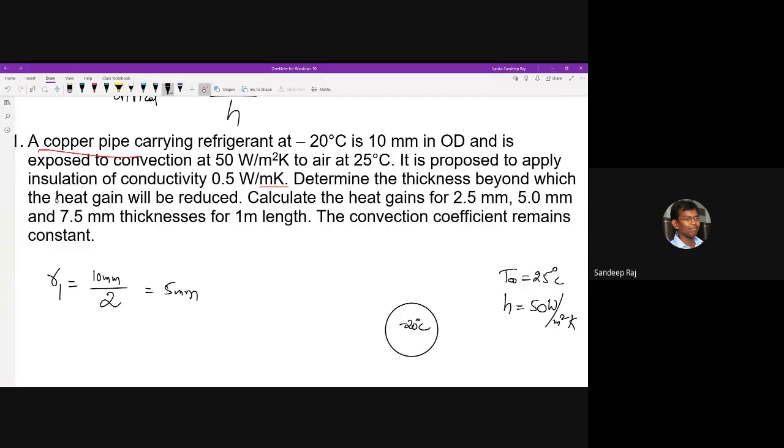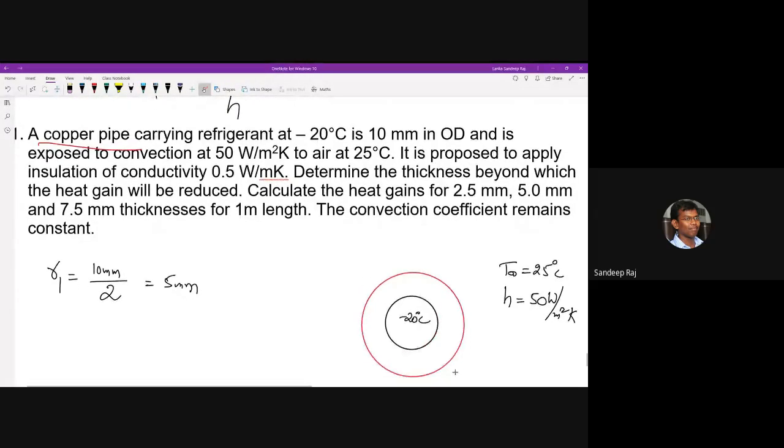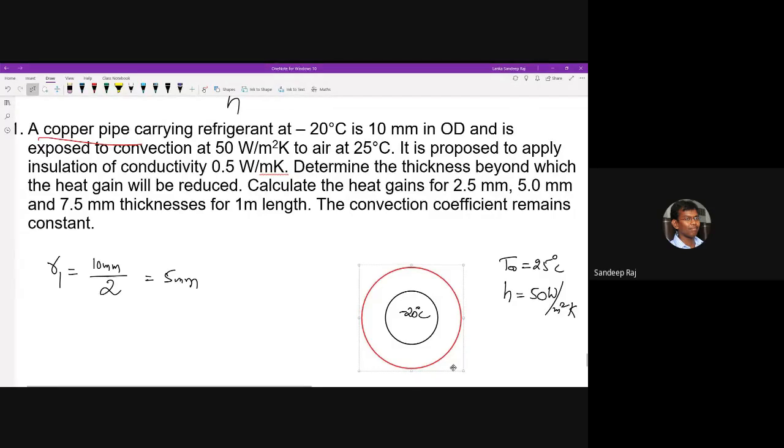It is proposed to apply an insulation of conductivity 0.5 watt per meter Kelvin. That is, what you want to do is you want to actually add an insulation layer here. And this insulation layer is having so and so thickness and so and so K value, that is the thermal conductivity value. So for this, the K value is 0.5 watt per meter Kelvin.